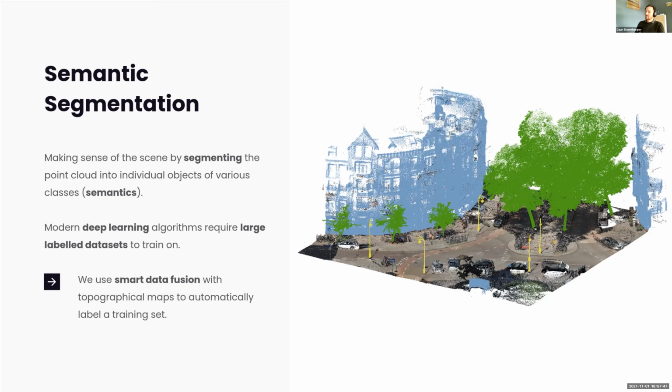Doing this manually is a lot of work, and we want to try and see if we can use smart data fusion with lots of other data that we have in the city in order to make it a bit easier for us and to automatically label already a large part of this point cloud. So that's what I'm going to be talking about.